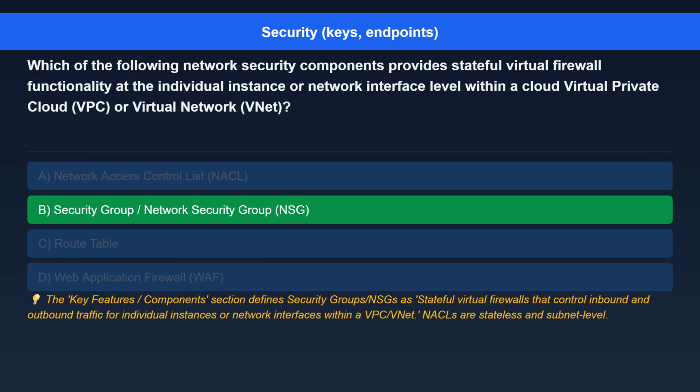The correct answer is Security Group / Network Security Group, NSG. Here's the explanation. The Key Features / Components section defines security groups / NSGs as stateful virtual firewalls that control inbound and outbound traffic for individual instances or network interfaces within a VPC / VNet. NACLs are stateless and subnet level.